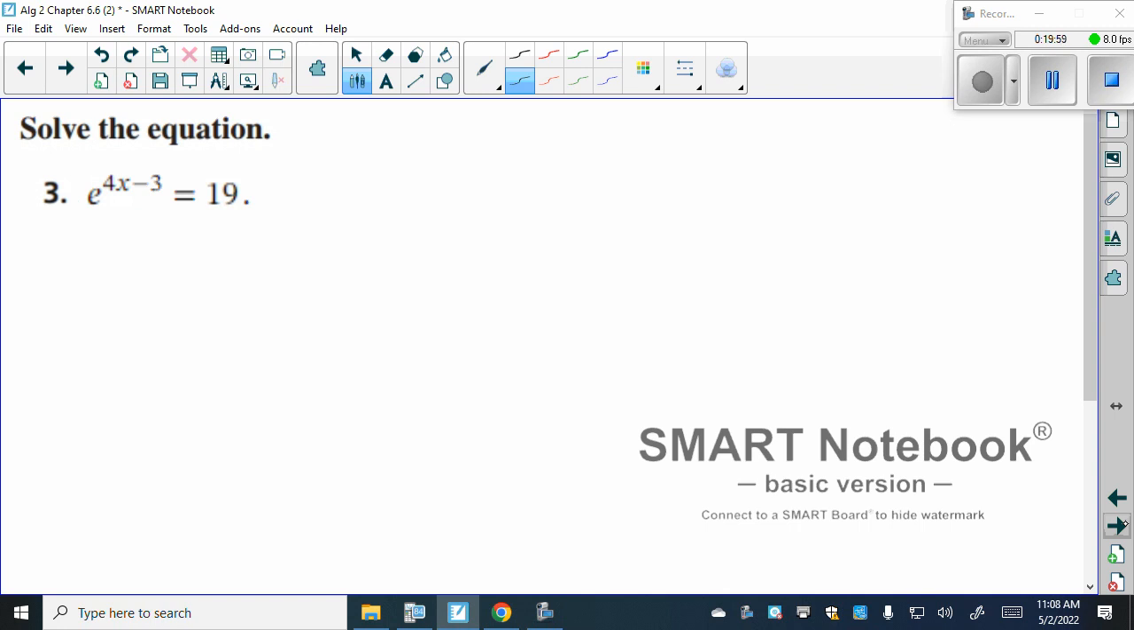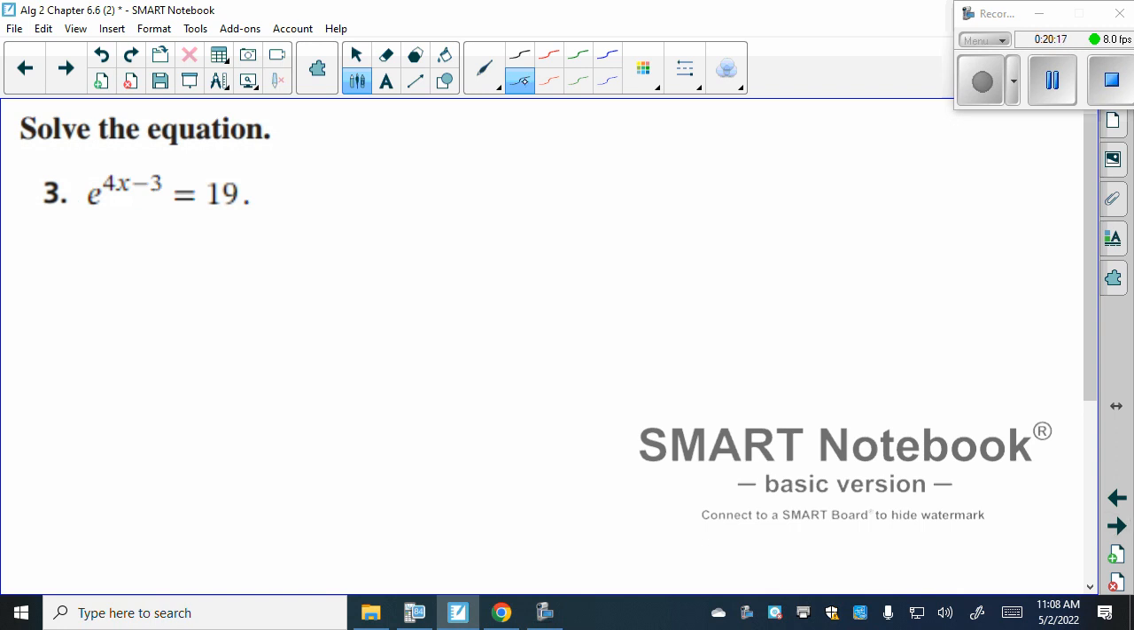Any questions over anything we've done so far? This one here is actually not as bad as it looks. The only big difference between this here and what we did before is we don't actually have to add or subtract anything before we apply the logs. We have to do it afterwards.